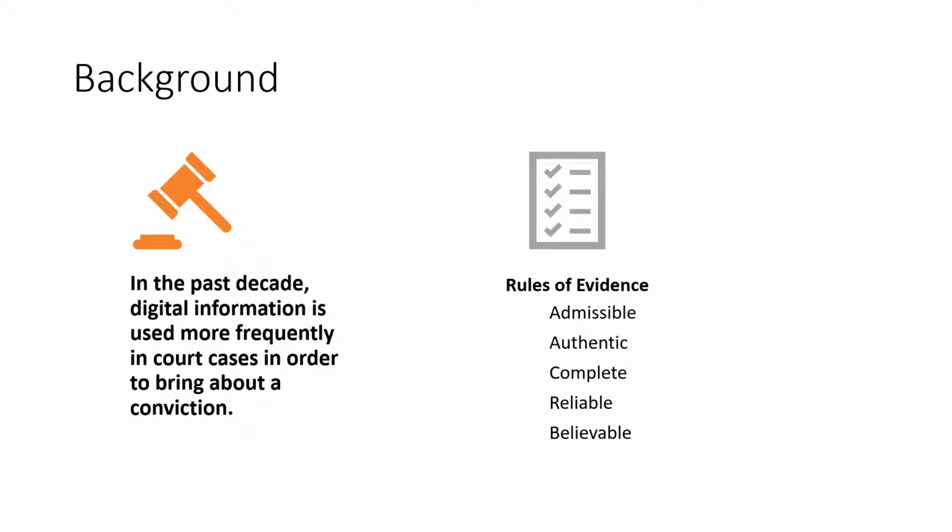Another thing that we need to know about is what are the rules of evidence. So there's 5 quick rules, which is that the evidence must be admissible, authentic, complete, reliable, and believable. Admissible means that it is collected in a way in which you can use it in court. Authentic as in it is the real deal, exactly what was found is what is being shown. Complete is that not only is some of the data being shown, but all of it's being shown so that it doesn't skew the jury to one side or the other.